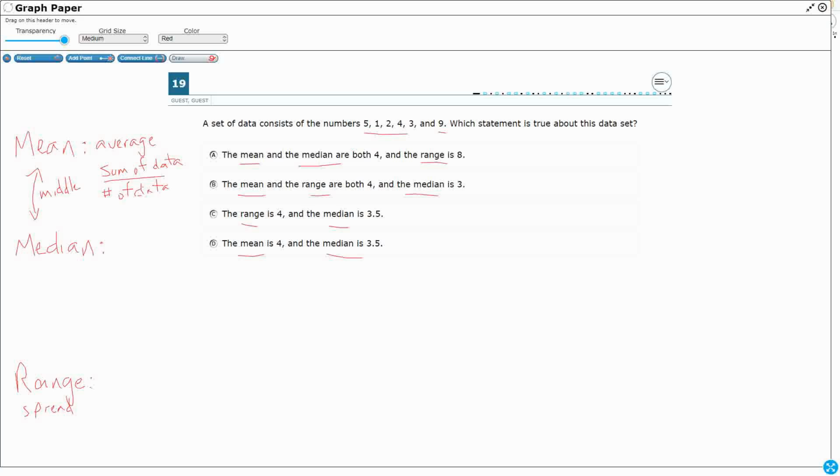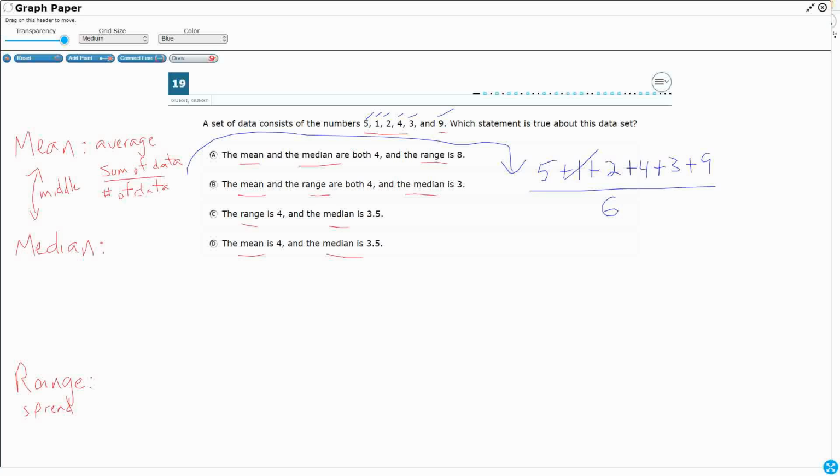So let's take a look, and I'm going to do this in blue over here. So what is my data? I've got 5 plus 1 plus 2 plus 4 plus 3 plus 9. So that's my numerator, my sum. And then I've got 1, 2, 3, 4, 5, 6 pieces of data. So there we go, divided by 6. That's going to get you your mean or your average.